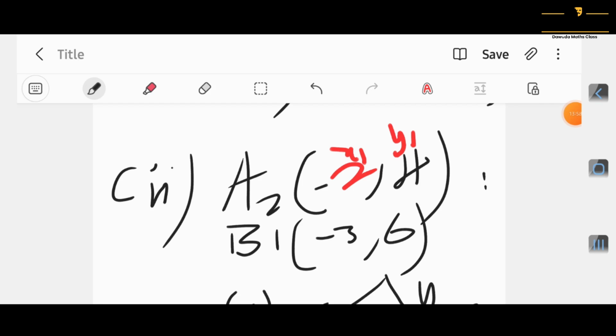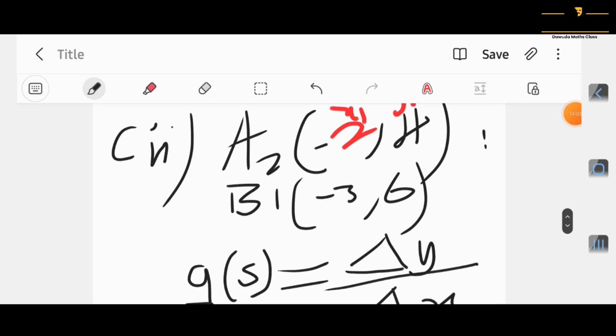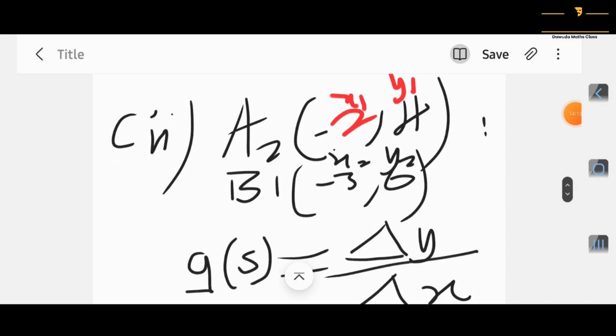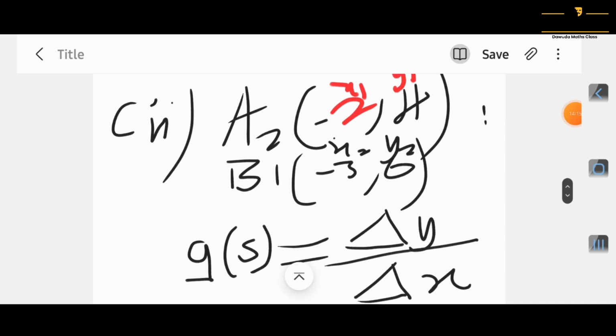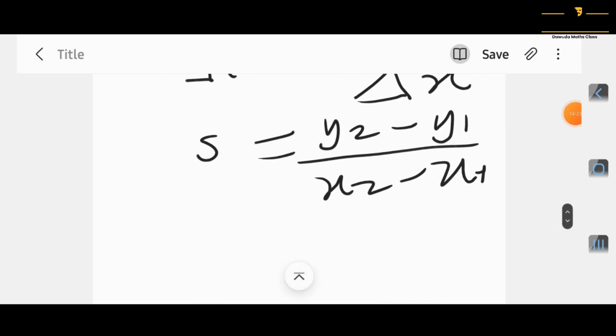So it simply means that we have this one to be equal to our X2 value, and then this one to be equal to our Y2 value. I mean the point B1. So let's substitute it inside the formula. So we have Y2 minus Y1 all over X2 minus X1. So we have 6 minus 4. For the Y value, we have Y2 to be 6 and then Y1 to be 4. So 6 here.